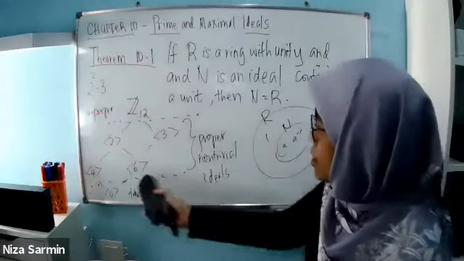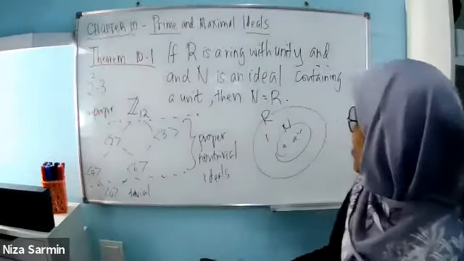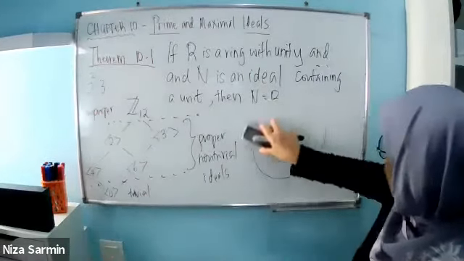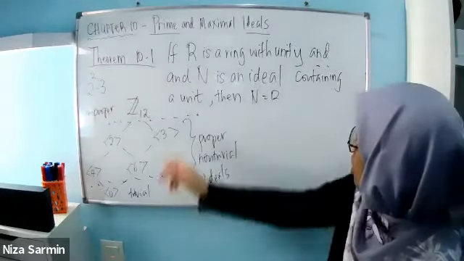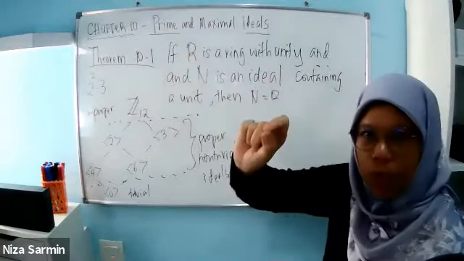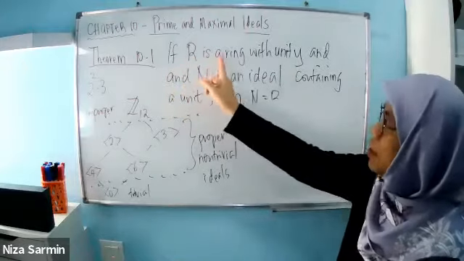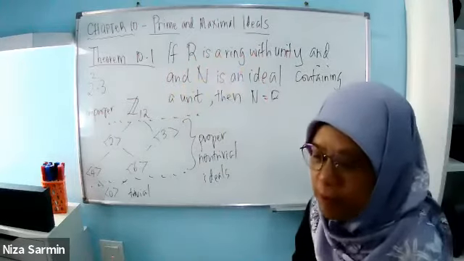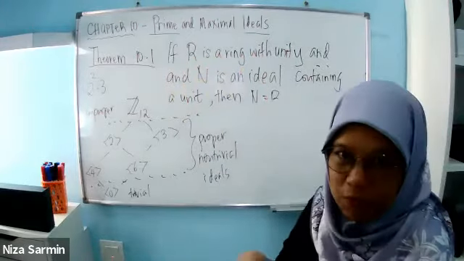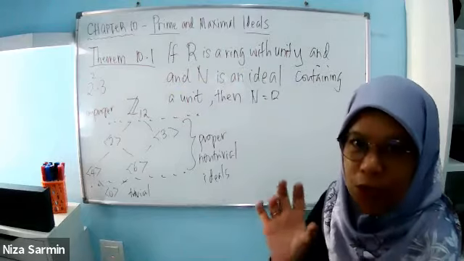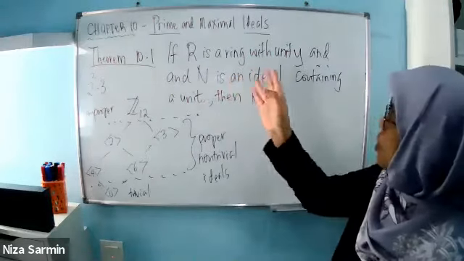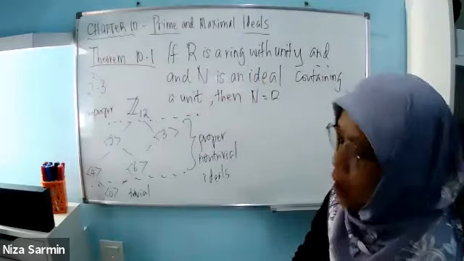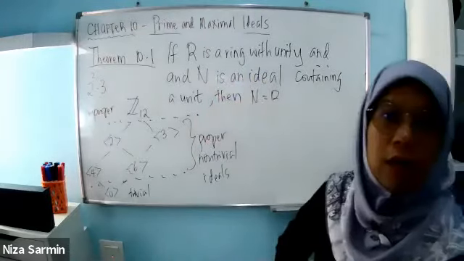I don't want to erase this because I want to use this later. Okay, so look at the proof. You have to start the proof with, let R be a ring with unity. In the proof, I didn't put that, but that is what it is supposed to start with. Let R be a ring with unity, and N is an ideal in R.